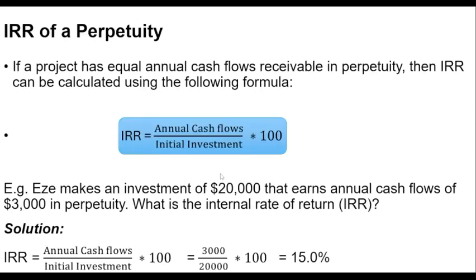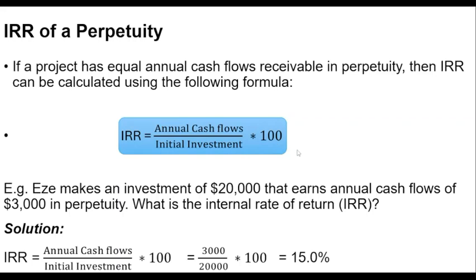So that is it for perpetuity. I hope you get it. It is very, very simple. Now, this formula is not given in the exams, so you should remember it. Just take the annual cash flows from the investment, that is the perpetuity, and divide it by the initial investment and multiply everything by 100.